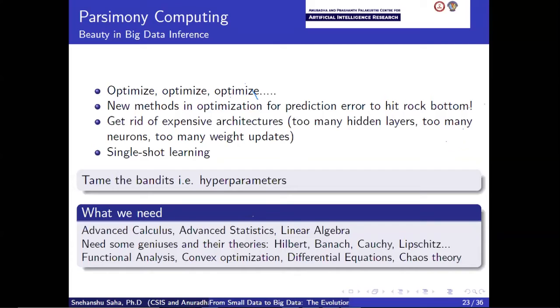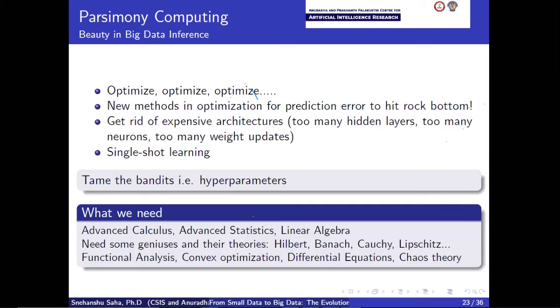And do something which Professor Nitin Nagaraj has been doing for some time, which is single shot learning. Try to learn in single shot, right? That will reduce considerably your learning time and effort, carbon emission, and backend infrastructure. You might lose some prediction accuracy, but that's okay. There are domain experts who will come in and fill in the gap. Don't expect your machine to do everything. And there are certain terms in deep learning and big data optimization which I call bandits. So there has to be a way to tame the bandits, which are the hyperparameters.